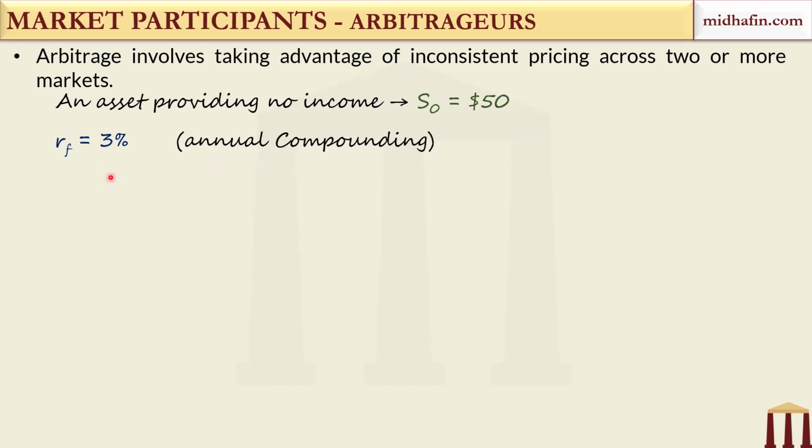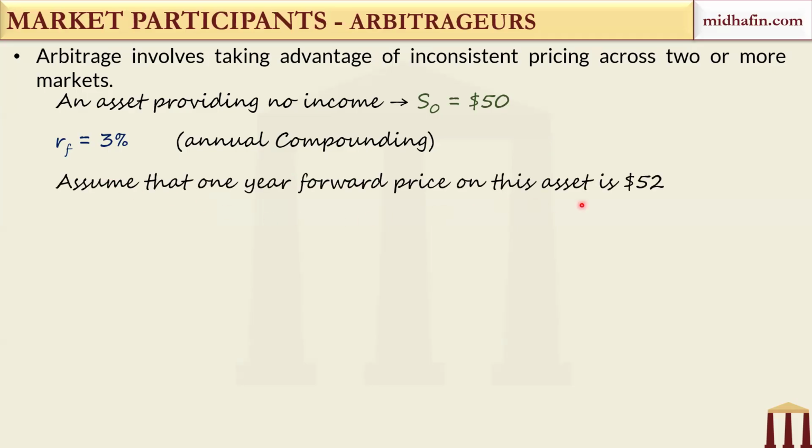Let's assume the forward price for this asset in 1 year, so basically the 1-year forward price on this asset, is $52. So what kind of arbitrage opportunities do we have? Let's see what the arbitrage steps are.